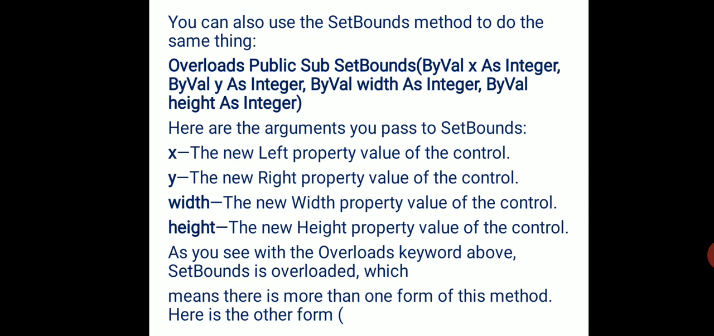So this is the syntax: Overloads Public Sub SetBounds(ByVal x As Integer, ByVal y As Integer, ByVal width As Integer, ByVal height As Integer). The arguments you pass to SetBounds are x, the new left property value of the control; y, the new top property value of the control; width, the new width property value of the control; and height, the new height property value of the control.